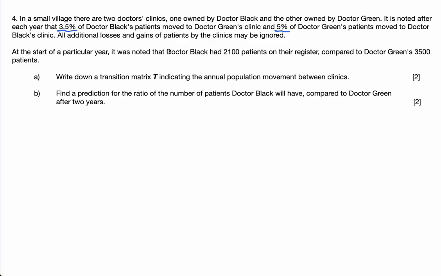At the start of a particular year, Dr. Black had this many patients, and Dr. Green had this many patients. Write down a transition matrix T indicating annual population movements between the clinics.